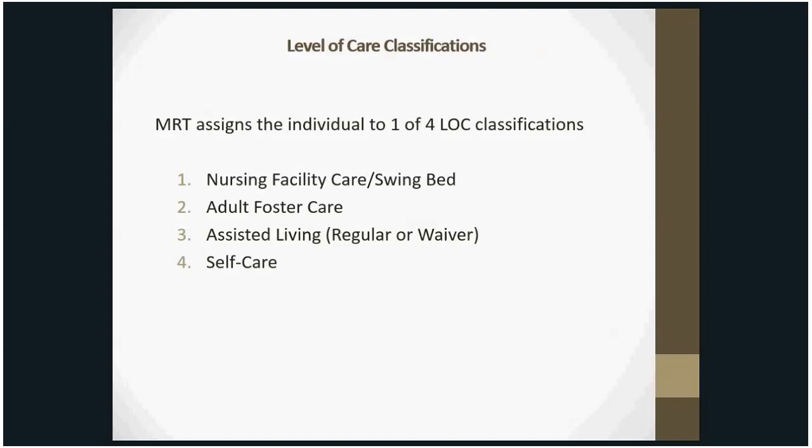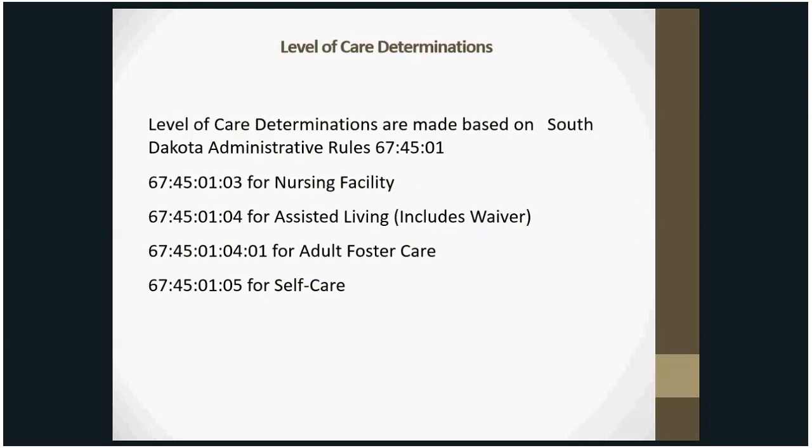There are 4 level of care classifications that we'll be talking about. There's nursing facility care, swing bed, adult foster care, assisted living, and self-care. All of the level of care determinations are based on South Dakota Administrative Rules 67:45:01. And you can see by this slide that I've listed out all of the different level of care classifications and the administrative rule that goes with them if you would like more information on those.